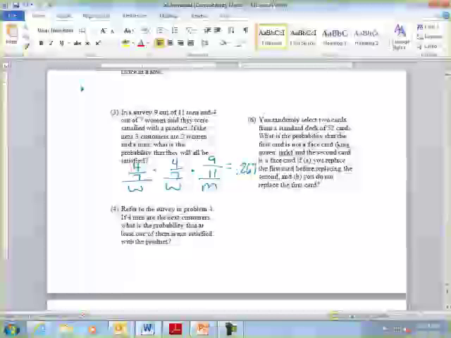Question number 4 says, refer to the same survey. If the next 4 customers are all men, what is the probability that at least one of them is not satisfied with the product? So we have an important phrase in here, at least one. That means it could be that one man says he's not satisfied with it, or 2 of them, or 3 of them, or all 4 of them say that they are not satisfied with the product.